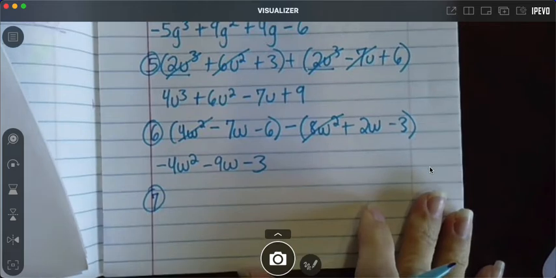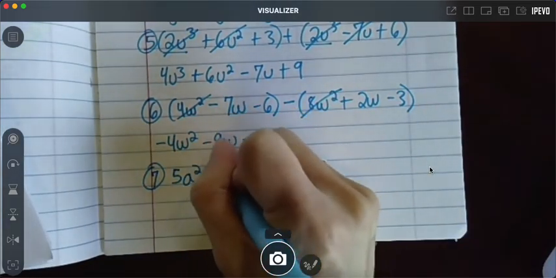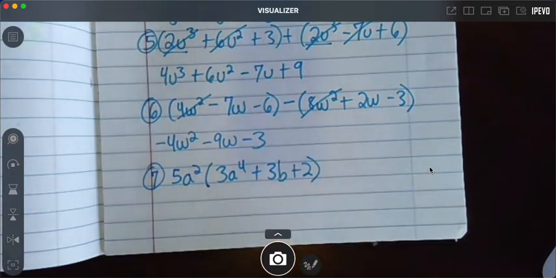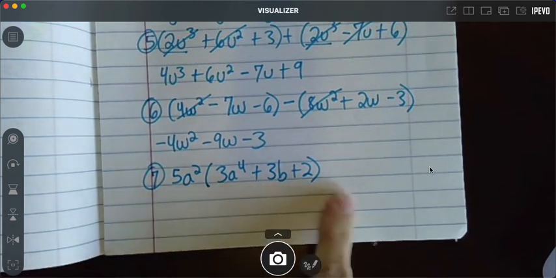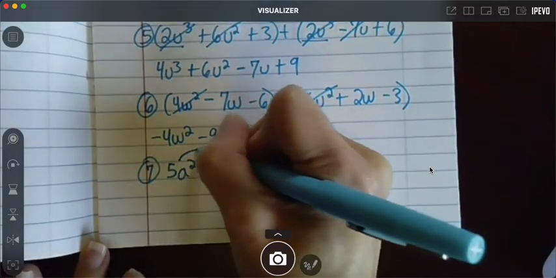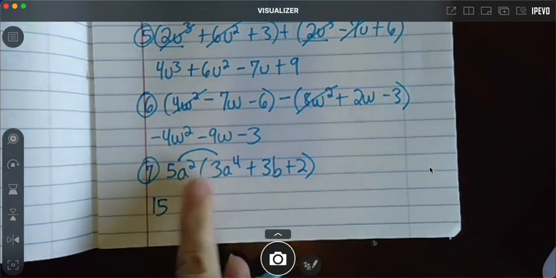Number 7. This one we are multiplying, so we're going to change it up a little bit. Let me write down the problem. Okay, so I'm going to take and distribute this to everything inside parentheses. We're looking at the numbers, which we call coefficients, and then the letters, which we call variables. So what is 5 times 3? We'll do that first. Very good. So 15 goes first. Then, how many A's will I have? 6. You add the exponents.